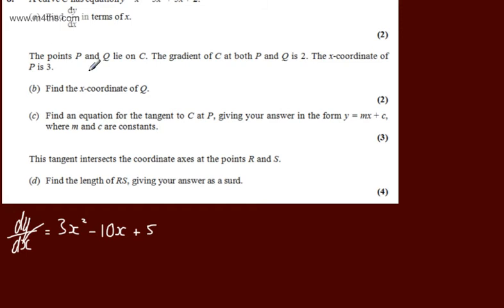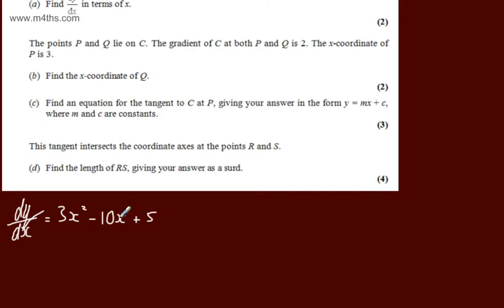We're now told the points P and Q lie on C. The gradient of C at both P and Q is 2. The x-coordinate of P is 3, and in part B we need to find the x-coordinate of Q. dy by dx is the gradient function. So we're told now that the gradient at both P and Q is 2.